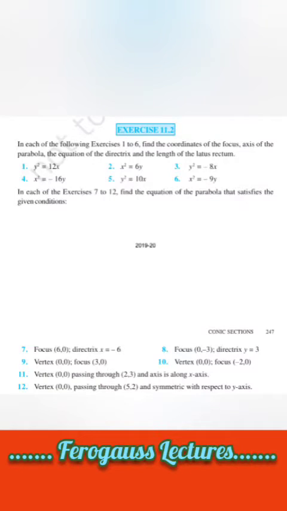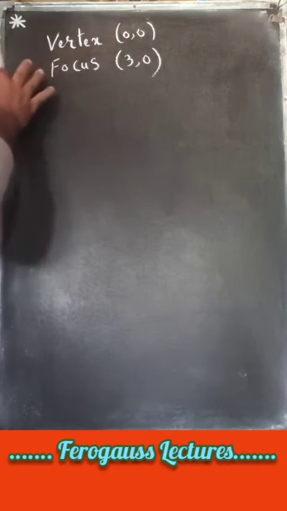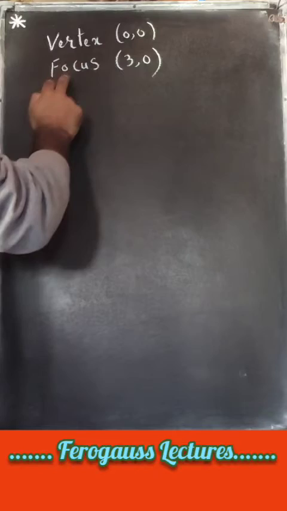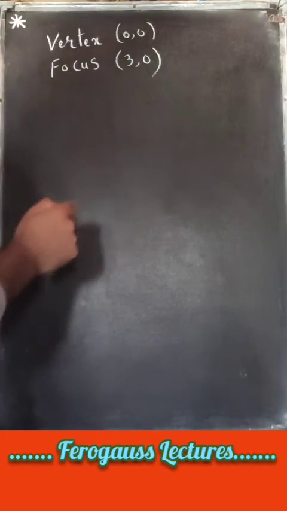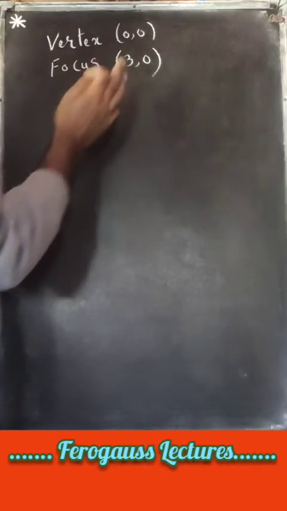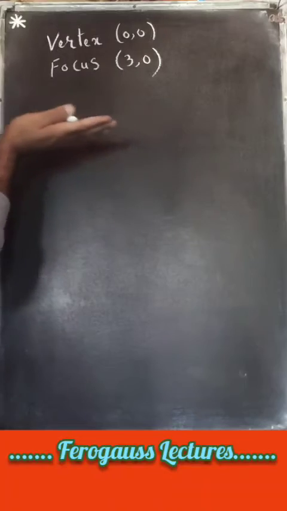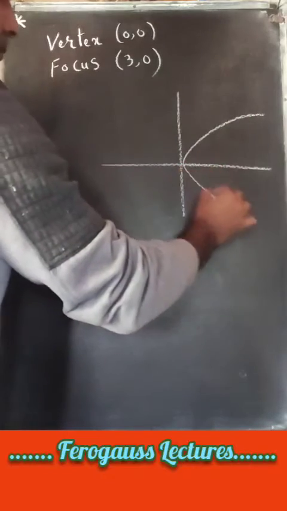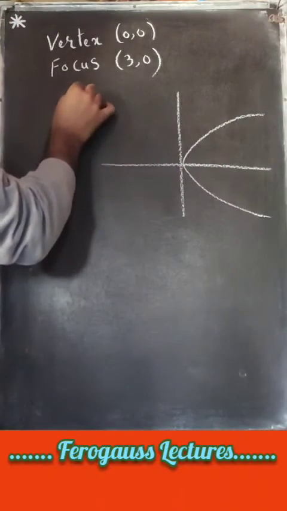Now in our next question, the vertex of the parabola is given as (0, 0), that is the origin, and the focus is given as (3, 0). We have to find the equation of the parabola. Since the x coordinate is 3 and the y coordinate is 0, therefore the axis of the parabola is along the positive x-axis. So it is like this. A is equal to 3.